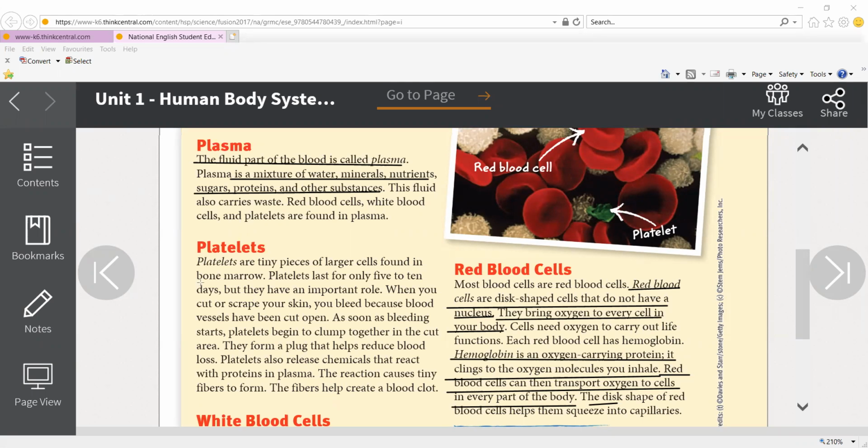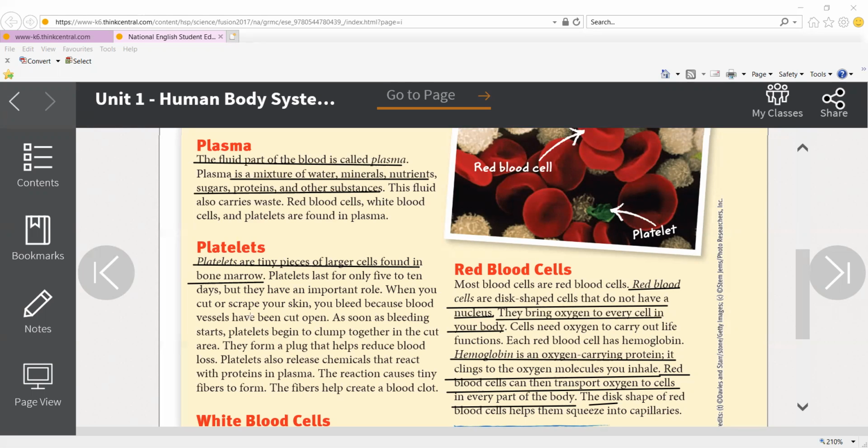Now, carefully listen to me. Platelets are tiny pieces of large cells found in bone marrow. Do you remember the bone marrow inside the bone? Inside the bone, we have large cells which produce red blood cells, I told you. In these larger cells, tiny pieces are called platelets. They are alive for only 5 to 10 days and then the body makes a new platelet.